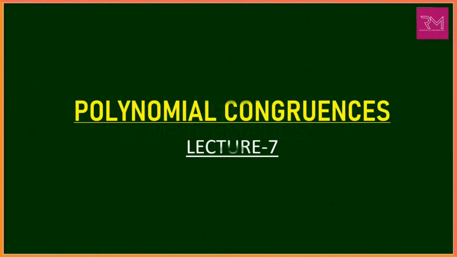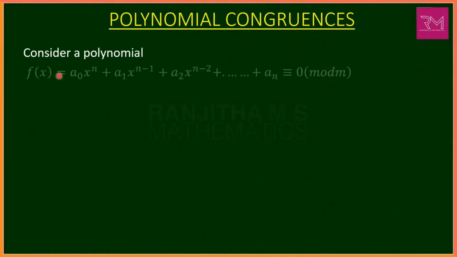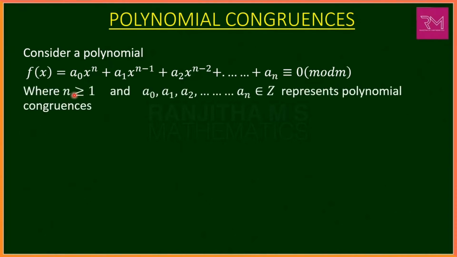Today's video is all about polynomial congruences. First, let us understand what we mean by polynomial congruences. For that, consider a polynomial of the form f(x) = a0 x^n + a1 x^(n-1) + a2 x^(n-2) + and so on. The last term is an times x^(n-n). n minus n is 0, and anything to the power 0 is 1. Therefore, the last term is an, which is congruent to 0 mod m, where n is greater than or equal to 1 and a0, a1, etc. up to an belong to the integers Z, represents polynomial congruences.